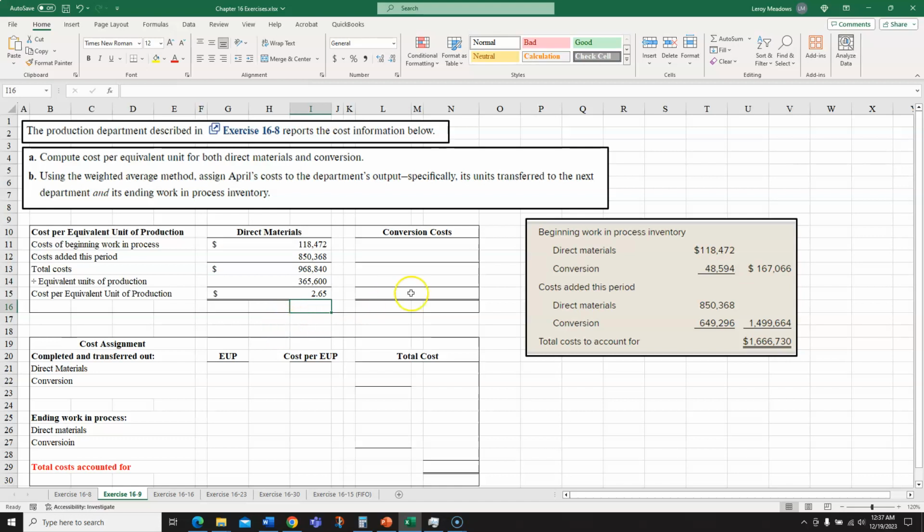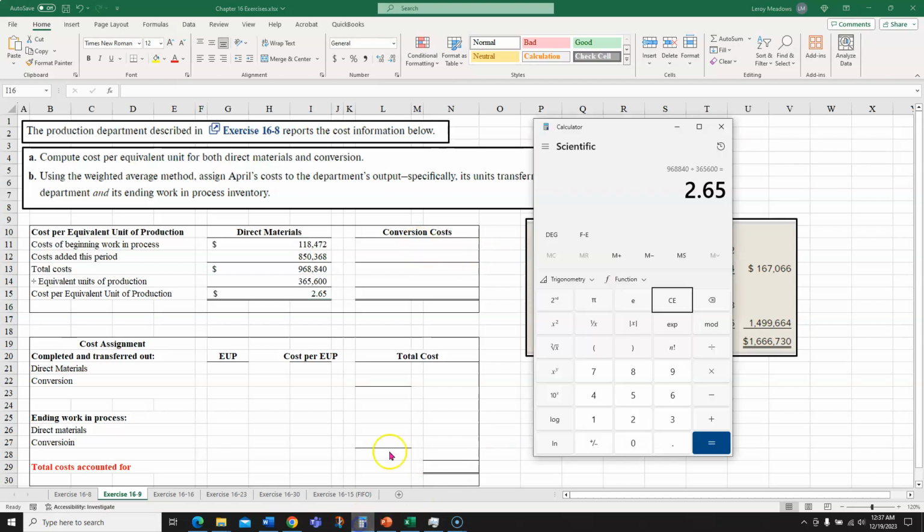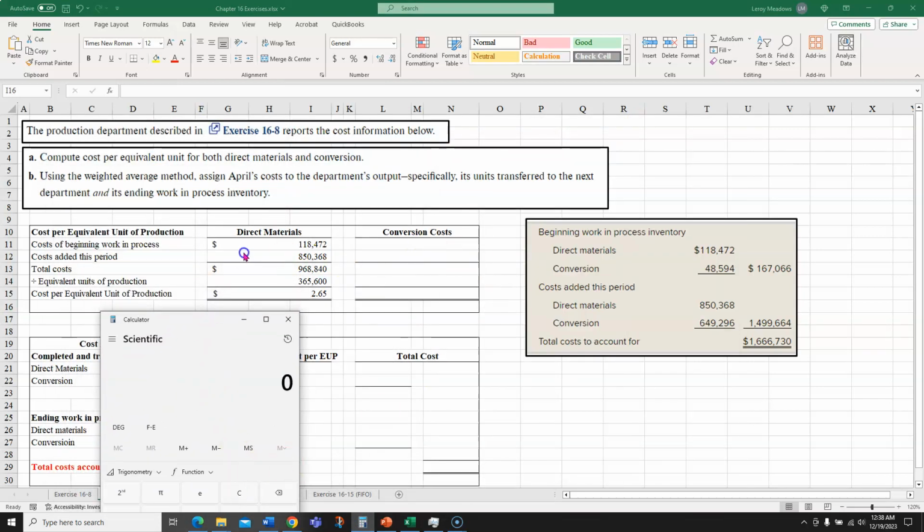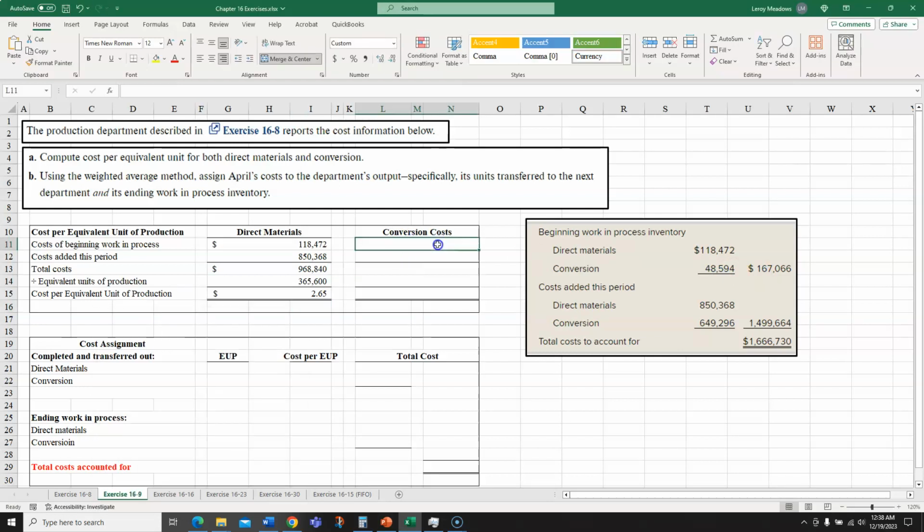Now, let's do conversion. For conversion, let's figure out how much we have here. Let me move this over here so I have it ready to go. Cost of beginning work in process for conversion was how much? $48,594. How much in cost did I add this period for conversion? Well, I added $649,296.